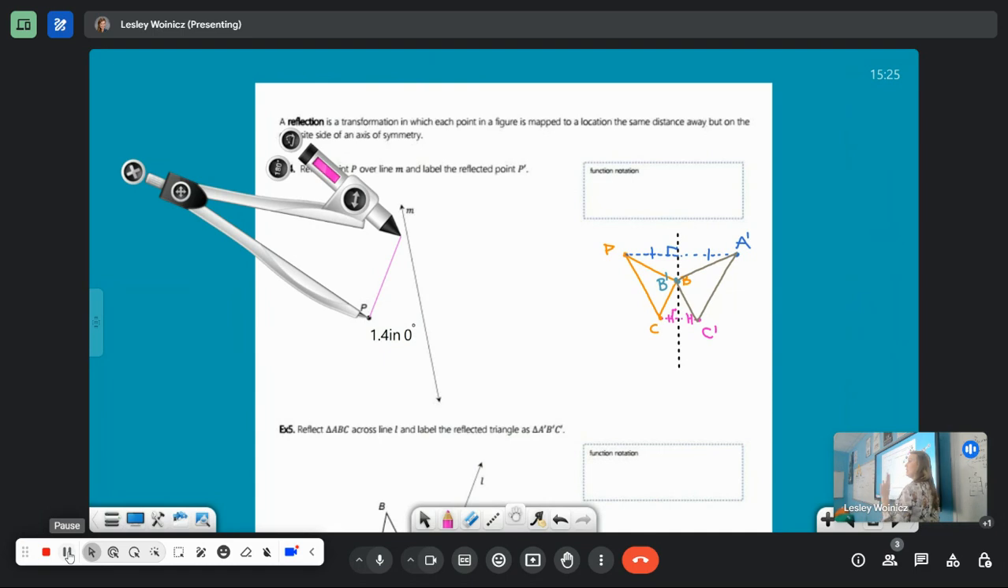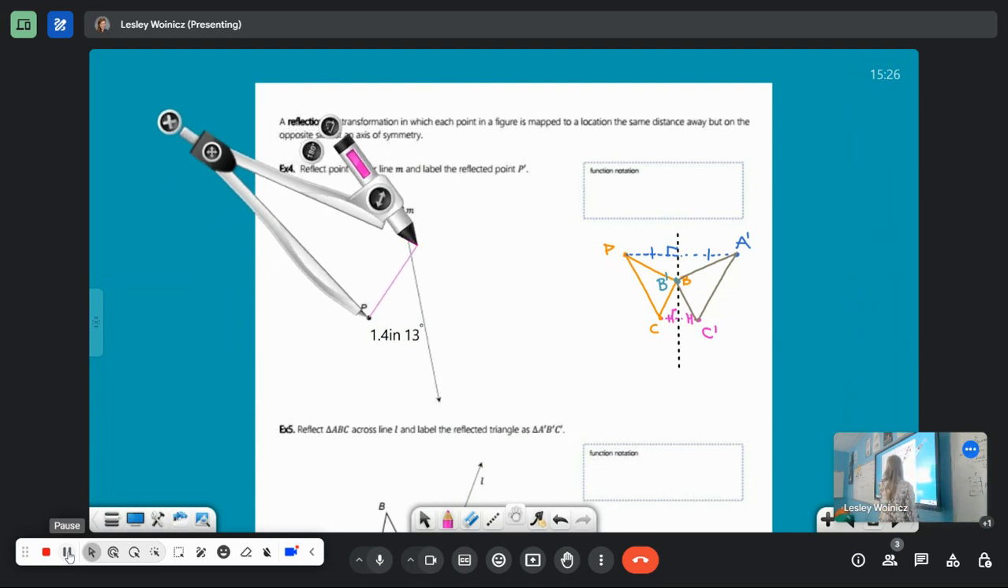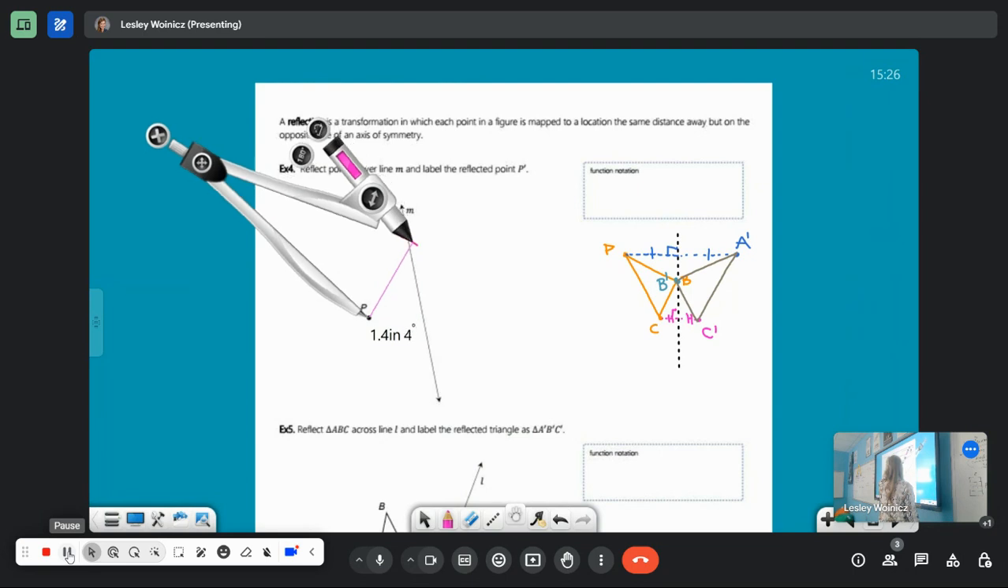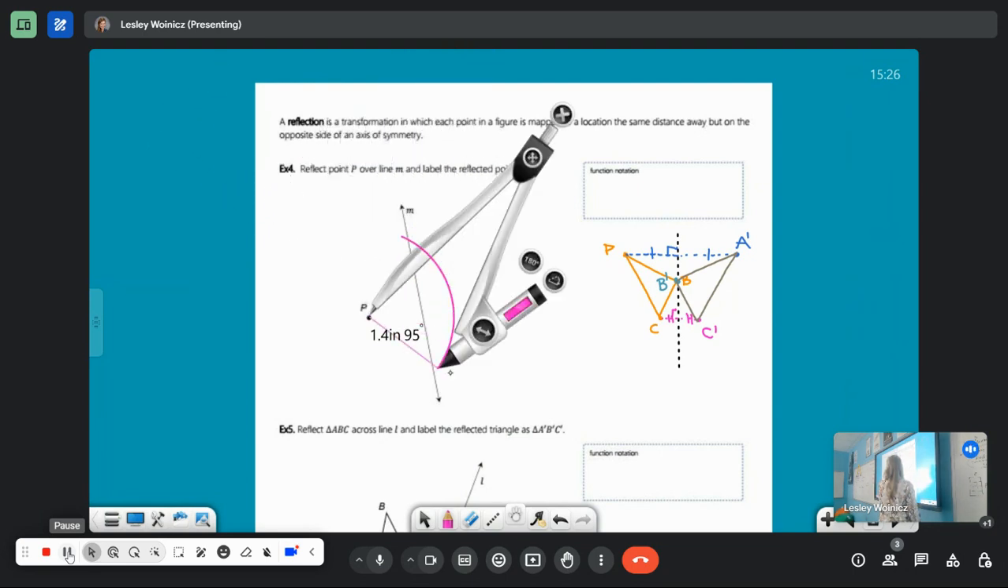Once you pick this radius, thou shalt not change thine radius, because then thine point will not be reflected. It will be warped. All right, so I'm going to do a tick on this side, and then a tick down here.